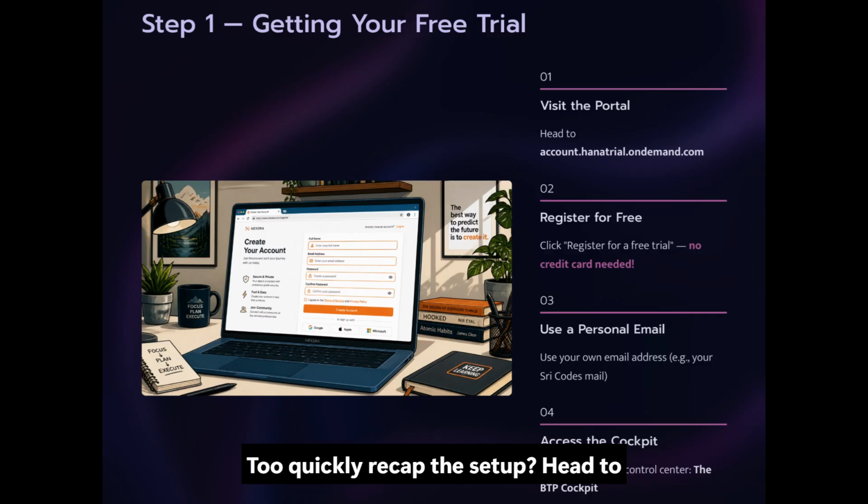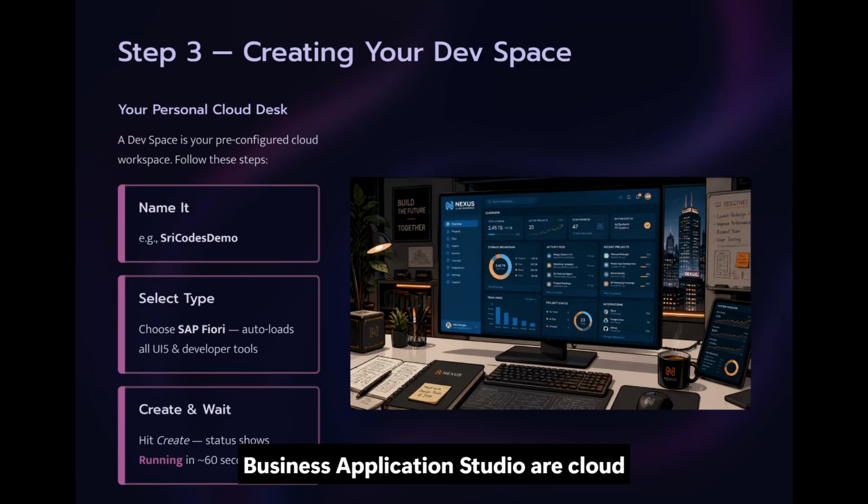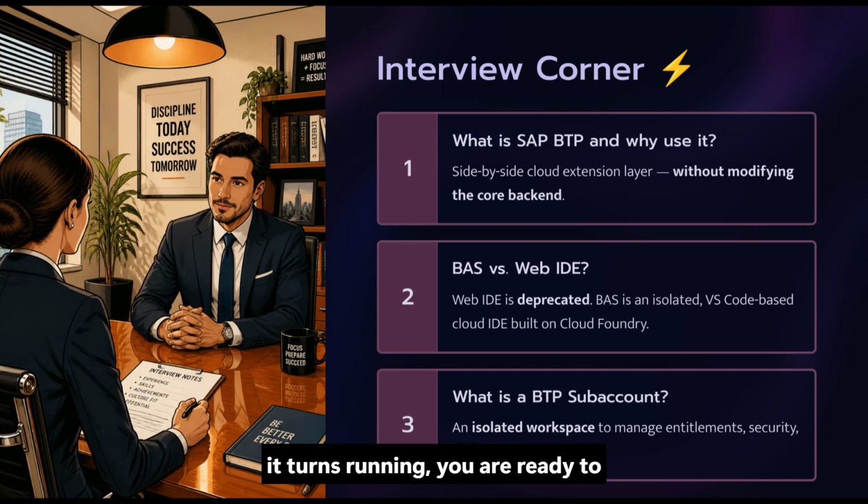To quickly recap the setup, head to account.hanatrial.ondemand.com, register with your personal email, and jump straight into your BTP cockpit, completely free with zero credit card required. Next, navigate from your sub-account to the service marketplace, search for Business Application Studio, our cloud-based VS Code environment, and hit subscribe. Finally, create your personal cloud desk. Name it sri_codes. Select the SAP Fiori environment to load all your UI5 tools automatically, and hit create. Once it turns running, you are ready to code.